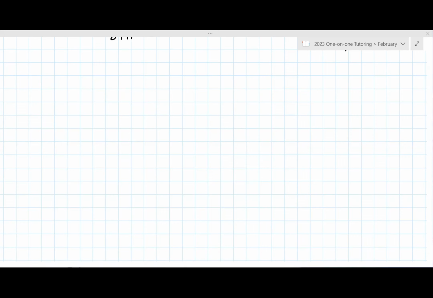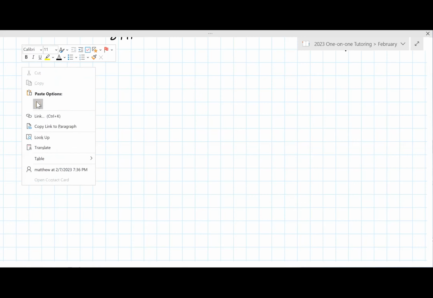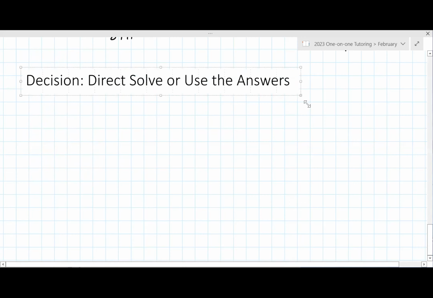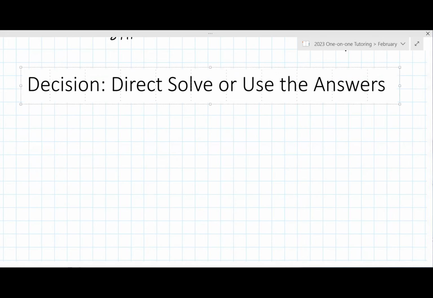All right, Sourish, we're going to get started here. Let me know when you're back. Yeah, I'm back. Okay, so on Saturday, we talked about the strategy of whether to directly solve or use the answers. Do you remember anything that I said about how you decide whether you should directly solve the problem or use the answers?